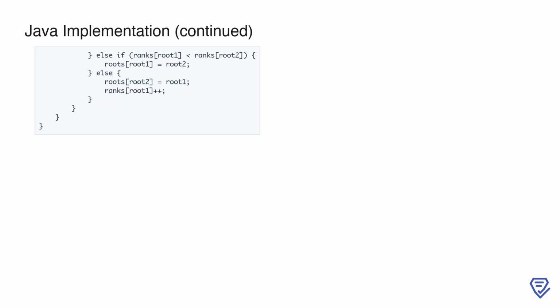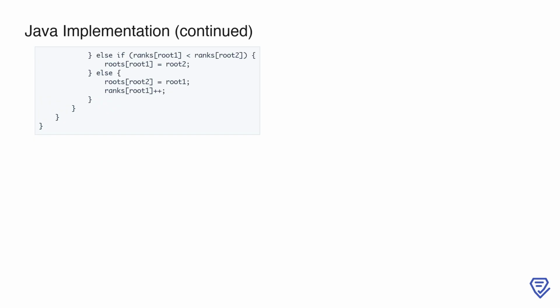If the roots are different, it compares their ranks to determine which tree should become the parent. The root with the higher rank becomes the parent, ensuring the resulting tree remains balanced. If the ranks are equal, one root arbitrarily becomes the parent, and its rank is incremented to reflect the increased height of the tree. This rank-based merging, combined with path compression and the find function, ensures that the union find operations are nearly constant time.